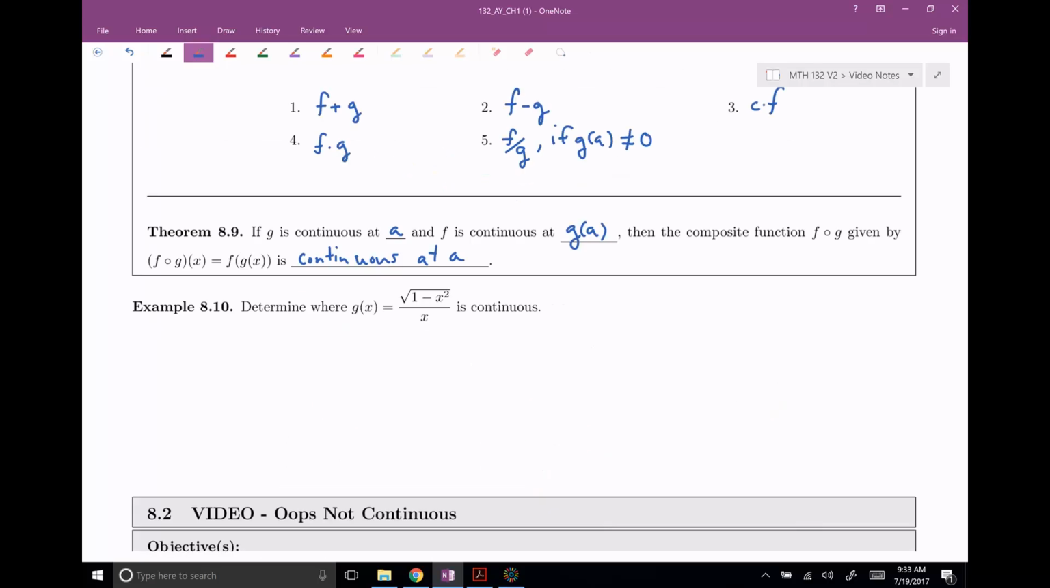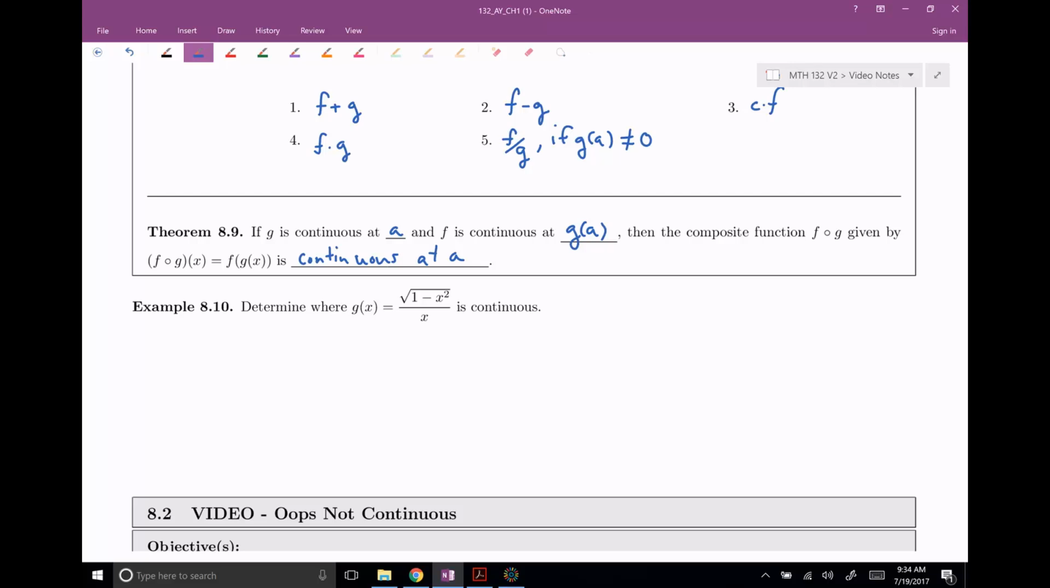All right, for our last example, I would like to determine where this function is continuous. And as you can see, we have a composition, right? So we have 1 minus x squared inside of a square root. We have division by another polynomial, in this case just x. But from all of our theorems up above, we know that this function should be continuous on its domain. So the big question is really an algebra question, and that is, what is the domain of this function?